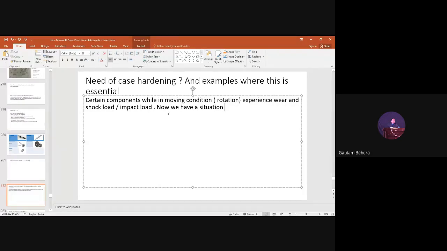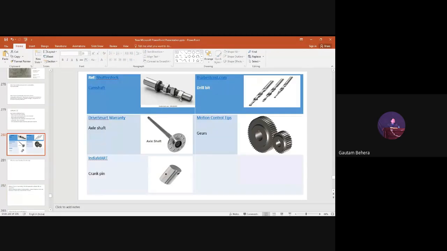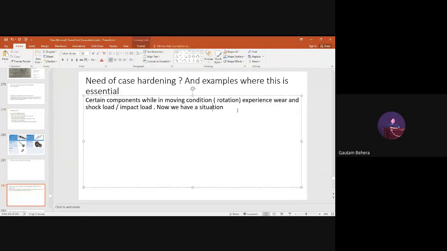Now we have a situation where we need these components to have high wear resistance, right? Because wear basically starts from the surface. Wear means the material will get removed slowly from the surface. Finally, it may lead to failure. So you understand now. We have a situation where wear is happening, so we have to increase the wear resistance.